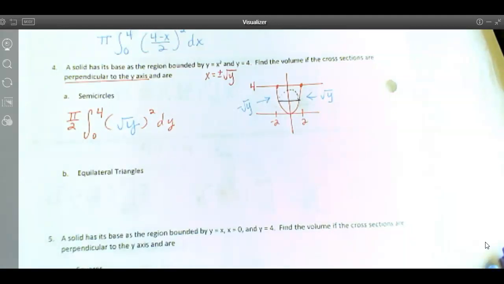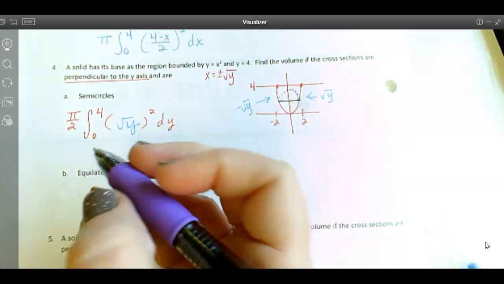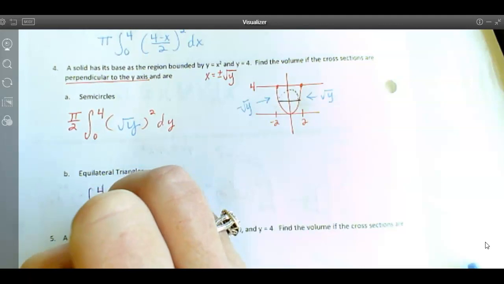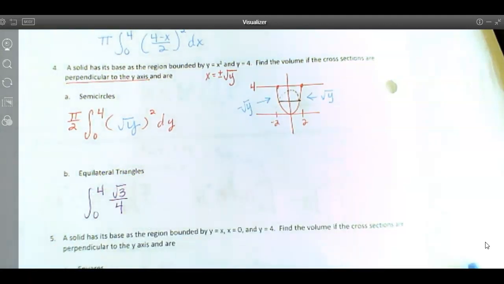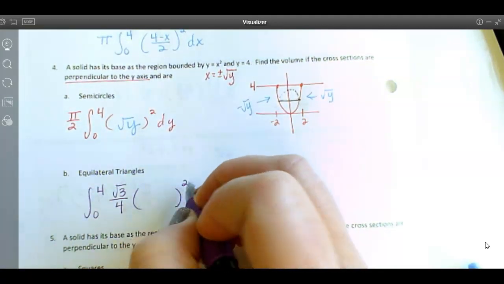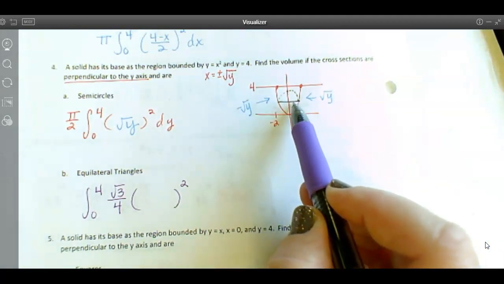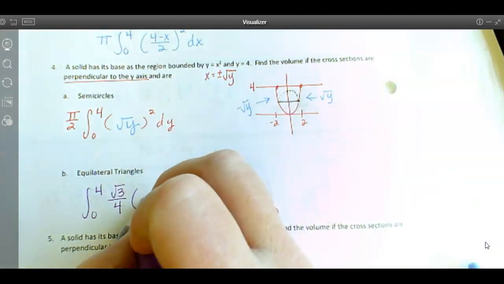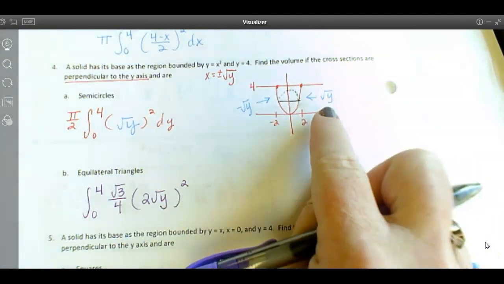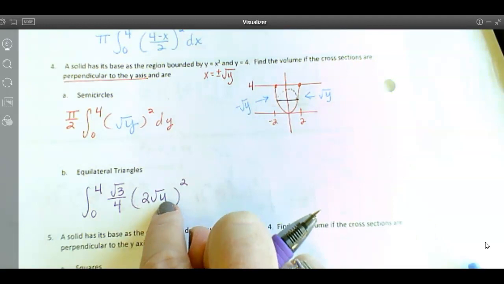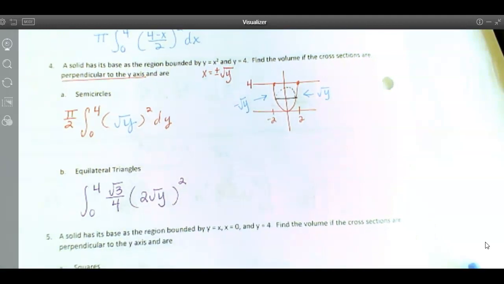Alright, equilateral triangle. Same picture except instead of curvy it comes up in a triangle. But we already know that it's 0 to 4. We know there's a square root of 3 over 4 according to the formula we found. And then side squared. Alright, it's not just square root of y because that's the radius. It's 2 square root of y because it's the whole side. And you could write that as square root of y minus negative square root of y if you wanted to. Again, I just like to simplify it into 1.